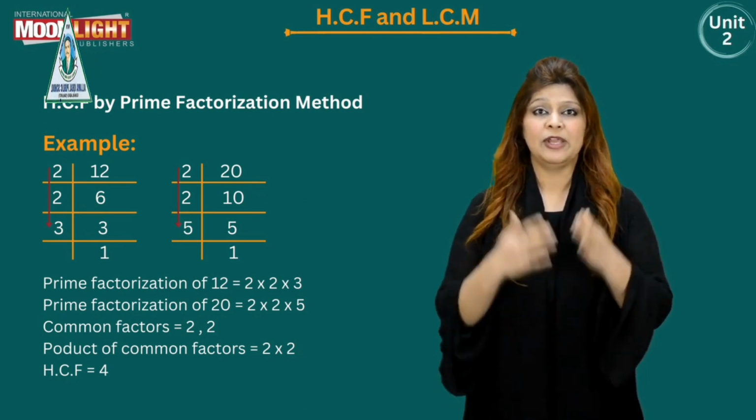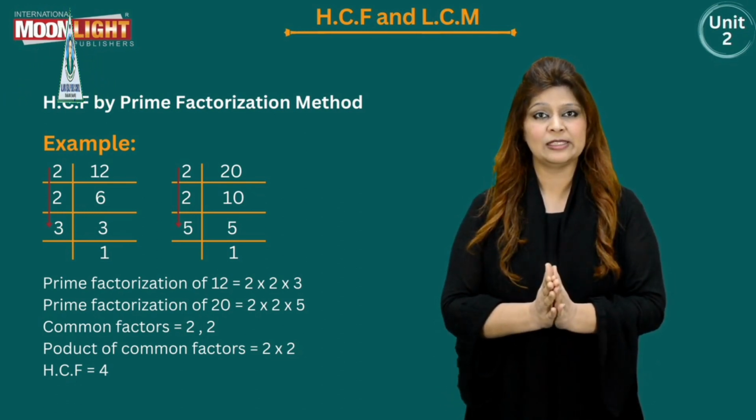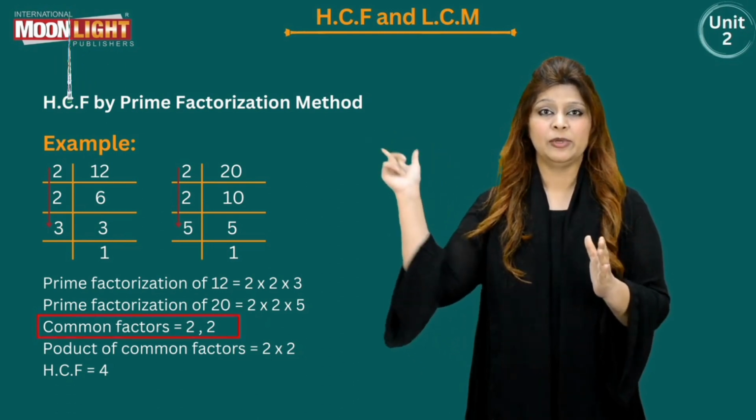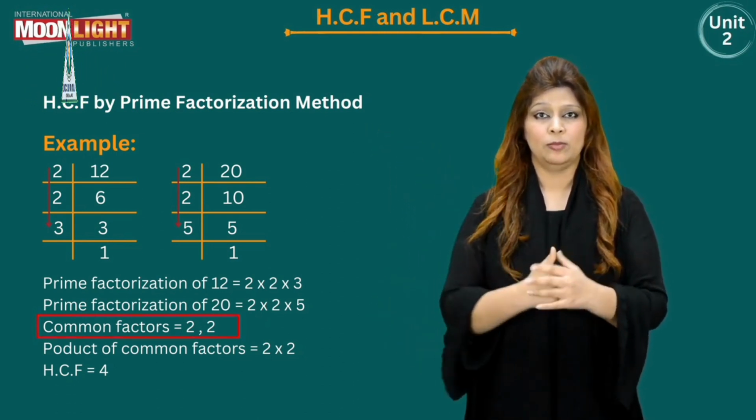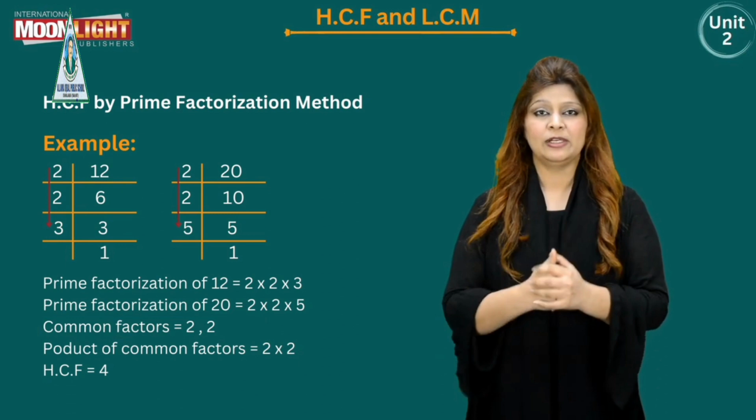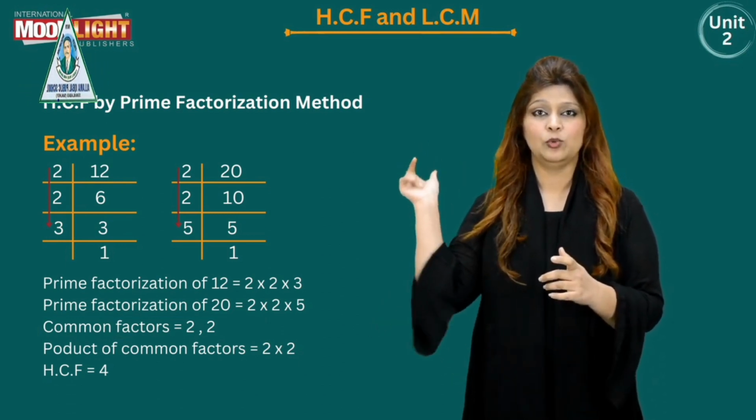So for that sake, we are going to find out the common factors. So the common factors over here, you can see 2 and 2 both are common over here and one more factor is found over here, that is over here 2 and 2.